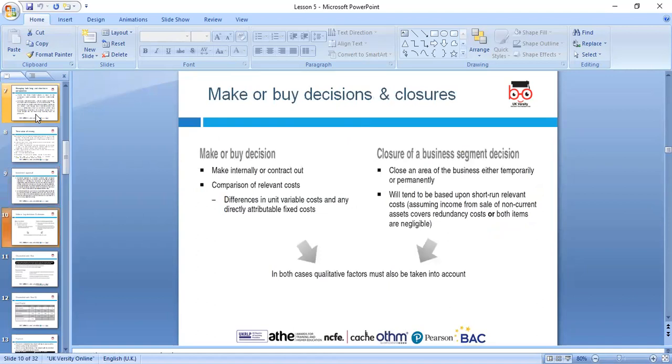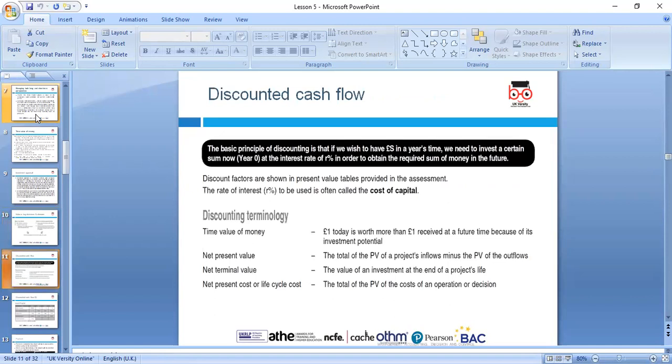Okay, let's say you want to make a make-or-buy decision. You either make it yourself or you buy it. Internally or contracted out, you compare the relevant costs and look at the direct effect on the company. Closure of a business segment or unit may be temporary or permanent, and will tend to be based on the relevant costs, non-current assets and redundancy costs. For both, we need to look at the benefit and the time value of money.